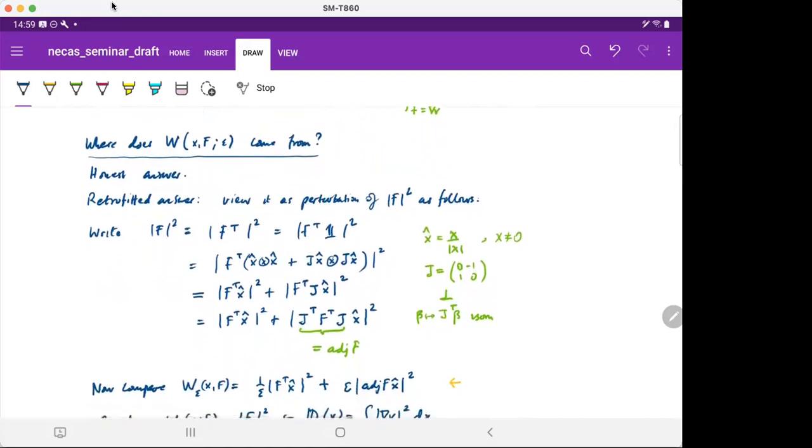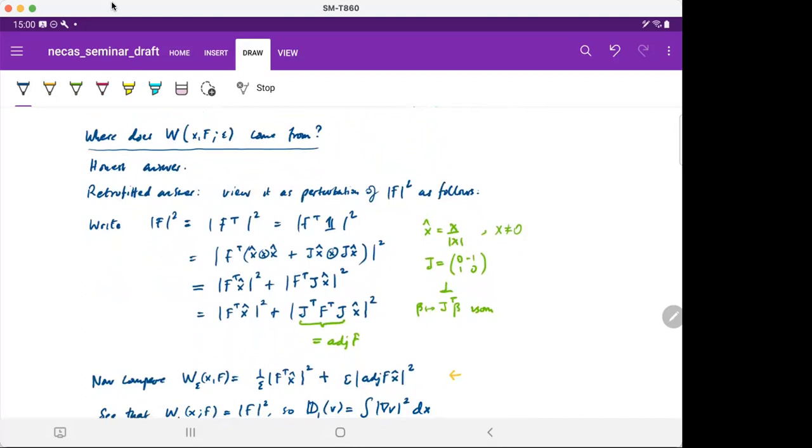The retrofitted answer is that one can view W epsilon as a perturbation of the standard Dirichlet term, mod F squared, as follows. So you write F in a particular way. That's all these steps are about. So if you like seeing the details, then the details are there for you. But the main trick, well, there are two tricks really. The main trick is to write the identity in a certain way. So here we write the identity as this expression that I'm just underlining, which, it's well known that you can do this, but it's helpful to do it at this point.